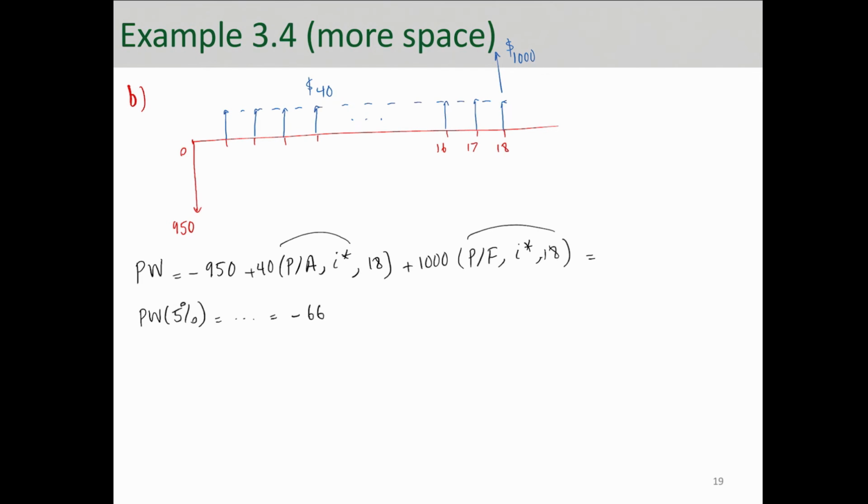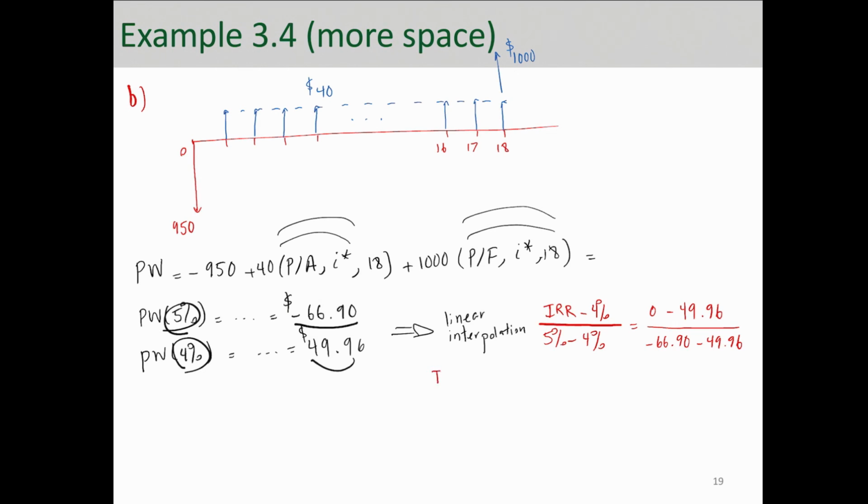negative 66.90, and that's a negative net present worth. And if I try 4% and do the same calculations, again I need to get these factors for 4%, I'll get positive 49.96. And now I can do the linear interpolation between 5% and 4%. IRR of 6 months, again, would be equal to 4.43%. That's an approximation using the linear interpolation.